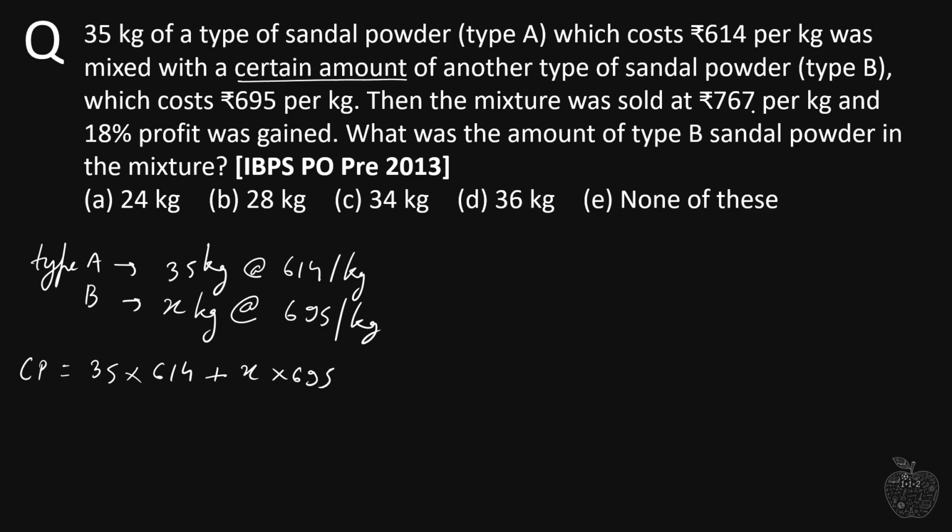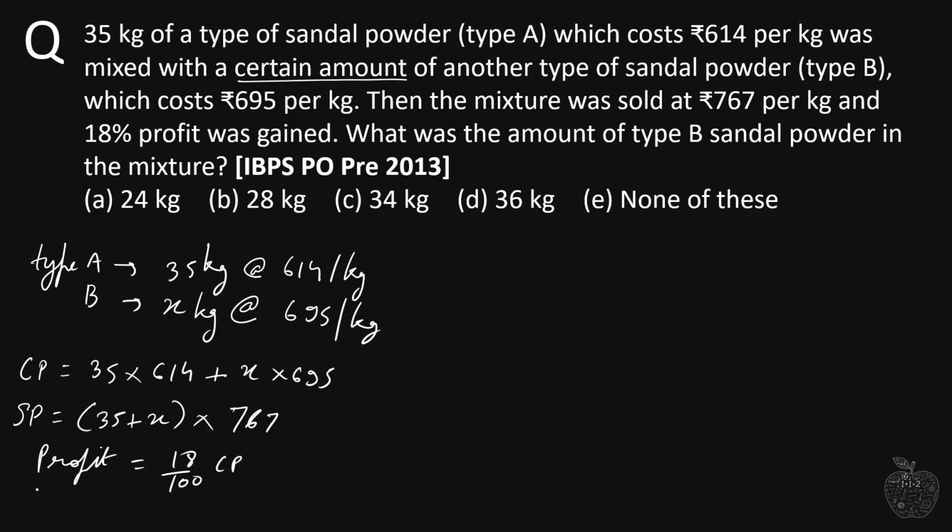And then the mixture was sold at 767 per kg. So what will be the selling price here? Total mixture will be 35 kg plus this X kg, and it is sold at 767 per kg. So this is the cost price and this is the selling price. And we are given that 18% of profit was gained. So profit here is 18%, and profit is always calculated on the cost price. So that means this profit is 18% of this cost price.